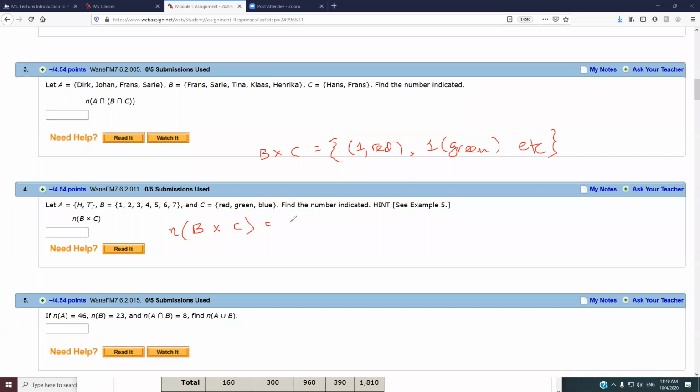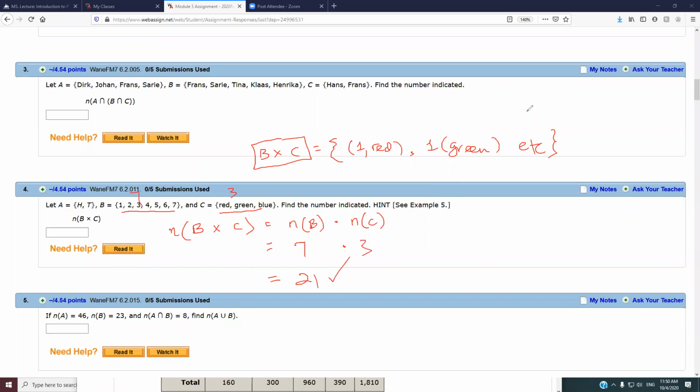I remember the formula is you just take the number of elements in set B and multiply it times the number of elements in set C. So that's easy. There's 7 elements here. And set C, there's 3 elements here. So 21. Right, if I was to try to list out this Cartesian product, I would have to write out 21 of these elements, which would take me a long time. Much easier to just use the formula for this one.